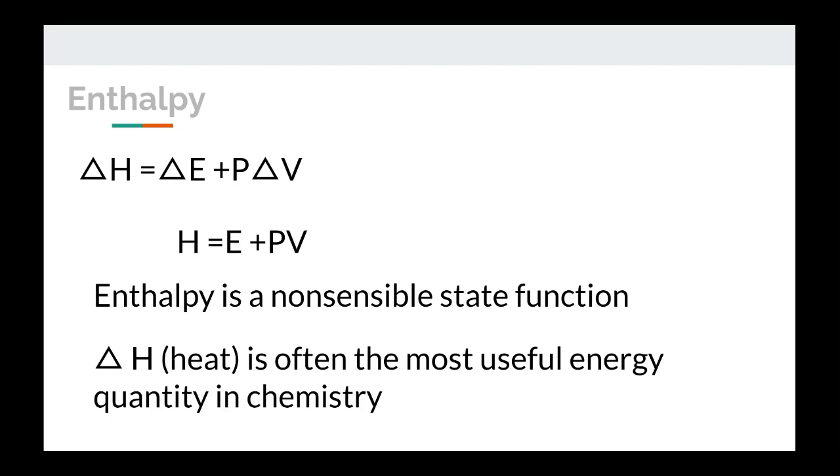Enthalpy is what we call a non-sensible state function. It's a state function because it does not depend on pathway, but it's non-sensible because there's no way you can directly sense that it's happening. Because constant pressure calorimetry is the easiest to do and often the most reliable, delta H is often the energy quantity that we're going to be most interested in. A common nickname for enthalpy change is heat. So if you see delta H, which is enthalpy change, that could be replaced with heat, and that's probably where the symbol H comes from for enthalpy.